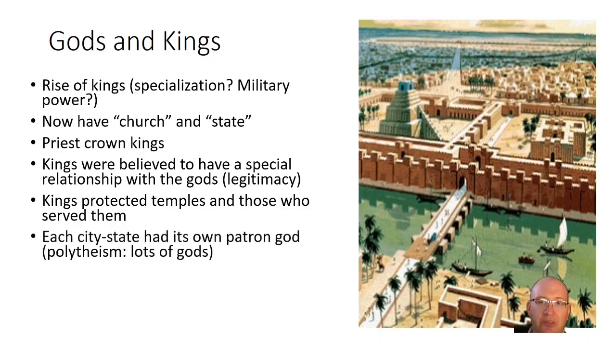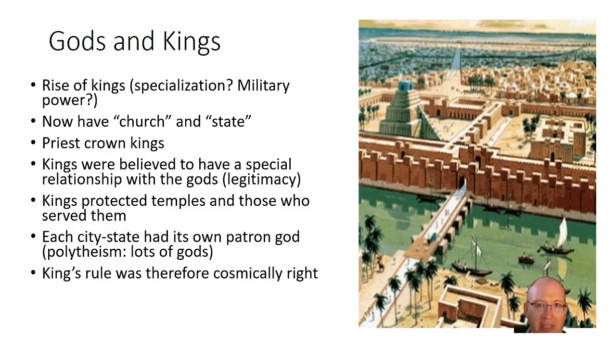Now, one thing I want to stress, in Sumer and in Mesopotamia, each city-state had its own patron god. This is a polytheistic religious system. There's lots of different gods, and you could worship a lot of different gods, but each city-state had a special god that was like their guardian, their protector, their patron. And the king was thought to be specifically connected to that god.